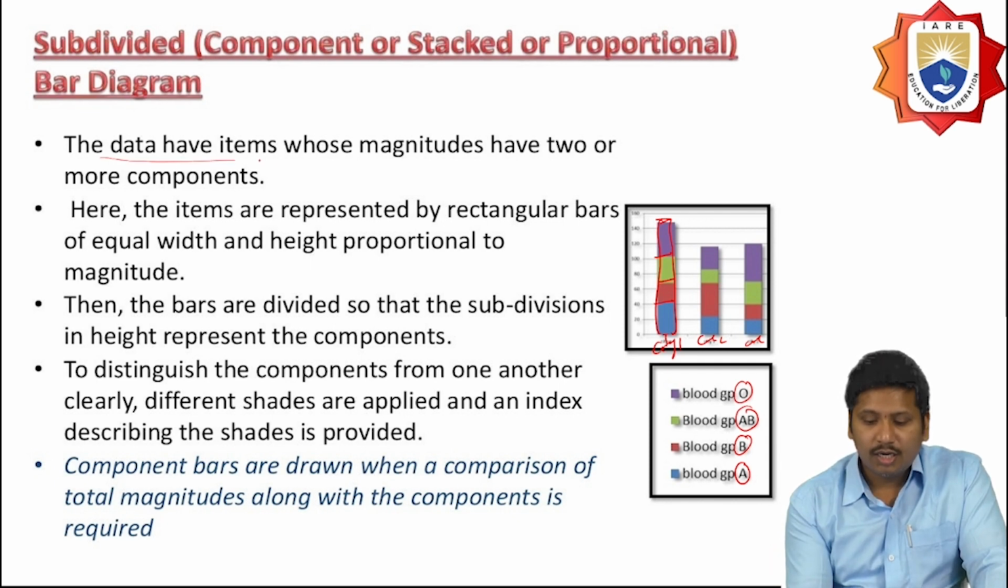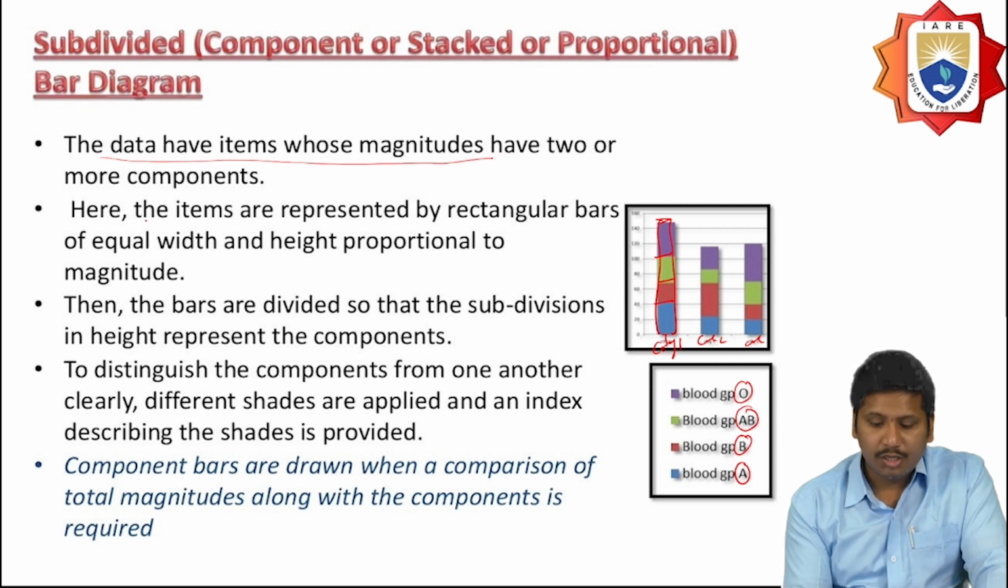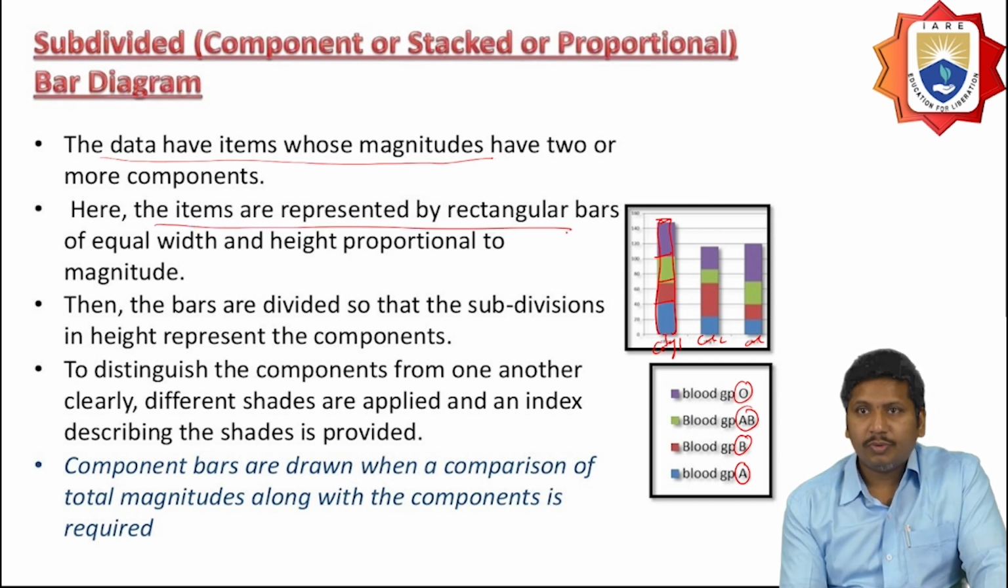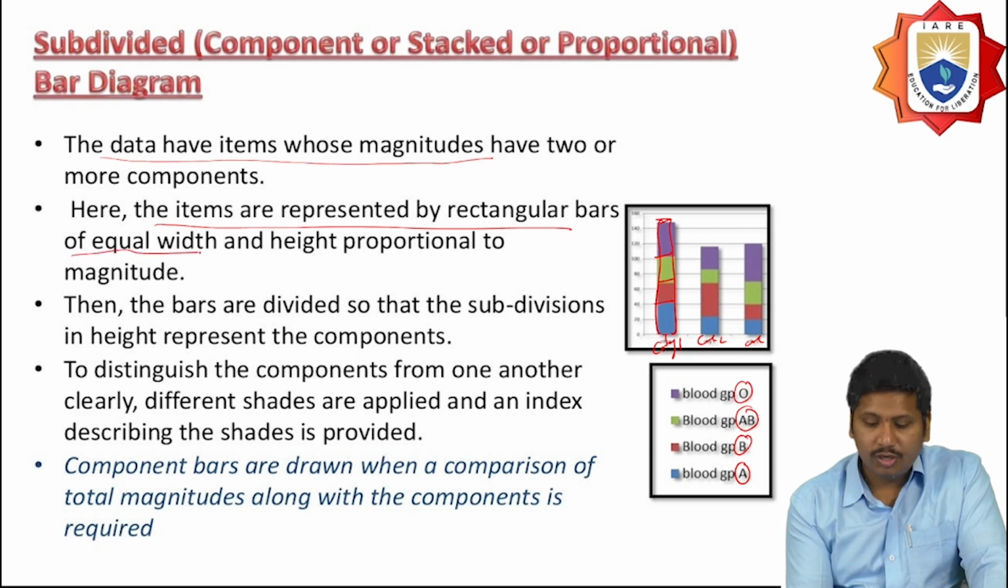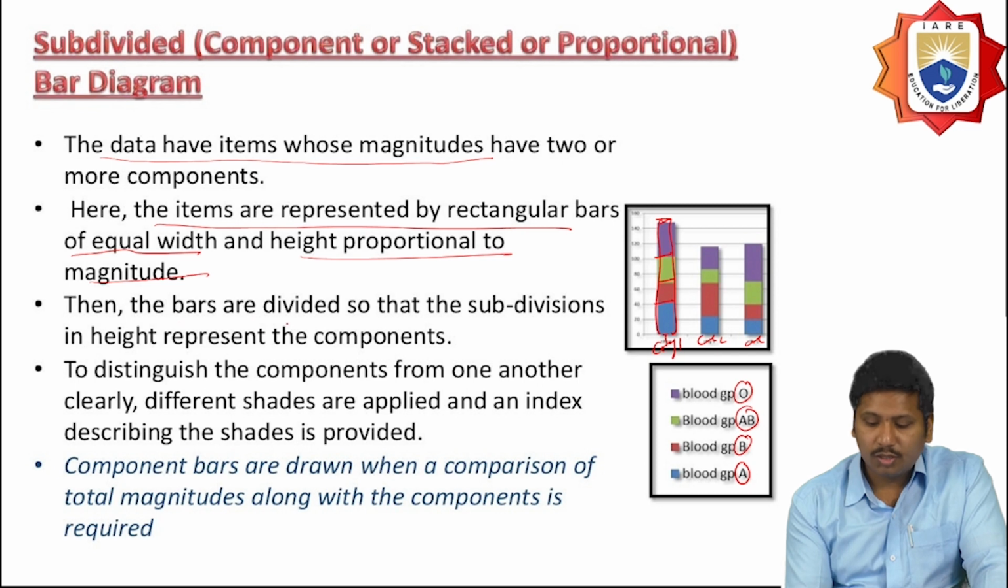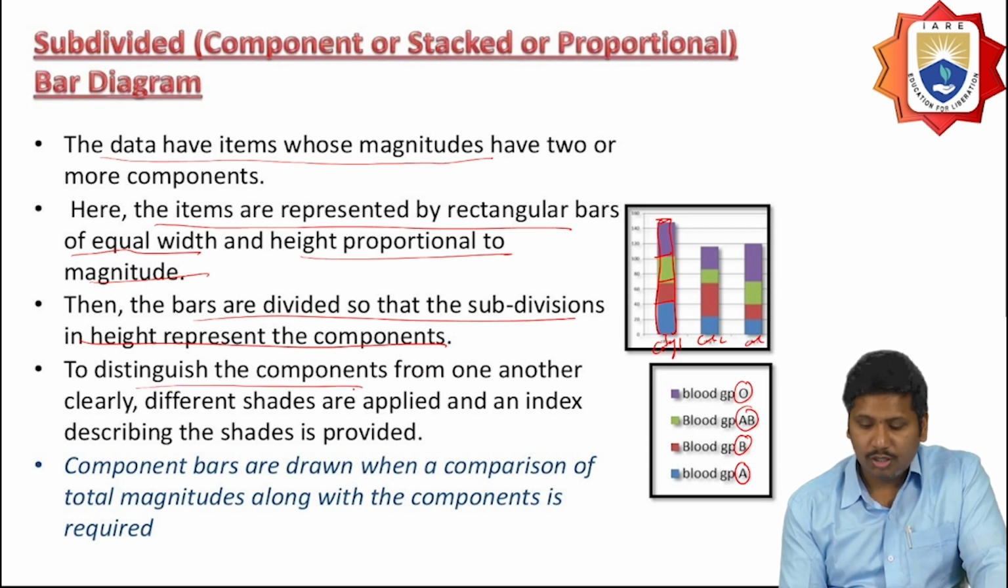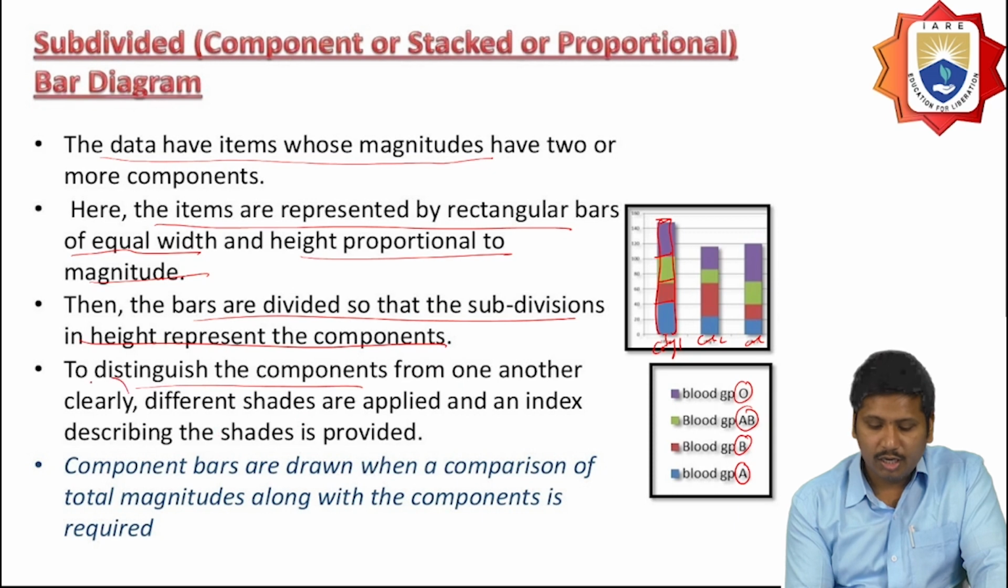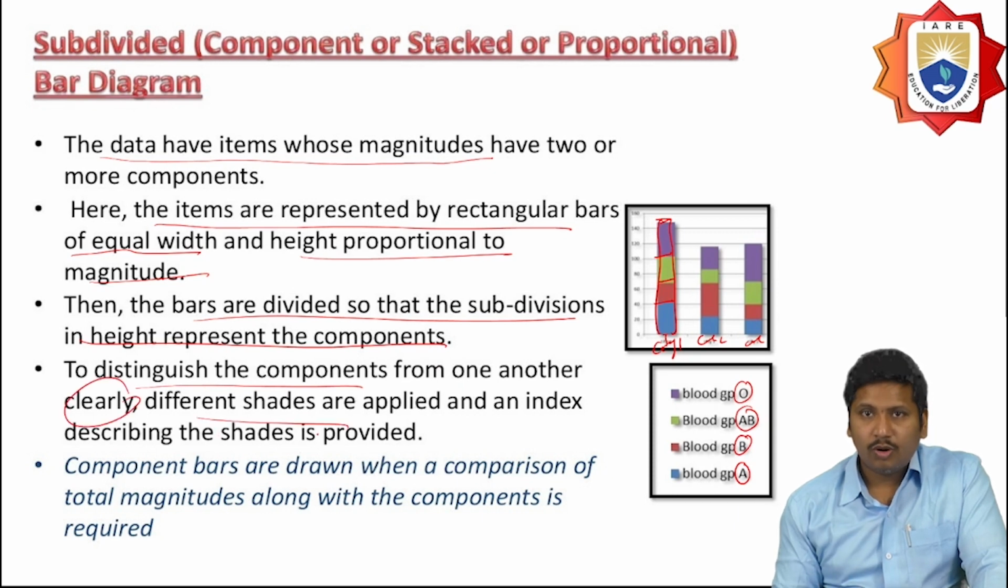Here the data items having magnitude should have two or more components, and the items are going to be represented by rectangular bars of equal width, and height is going to be proportional to the magnitude. And the bars are going to be divided into subdivisions in height with respect to the components. And in order to distinguish the components from one another very clearly, what you have to do is apply differentiation.